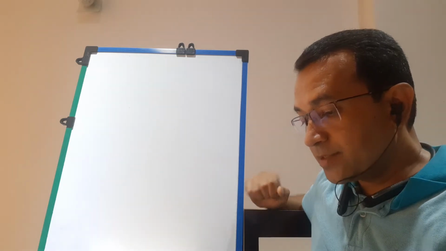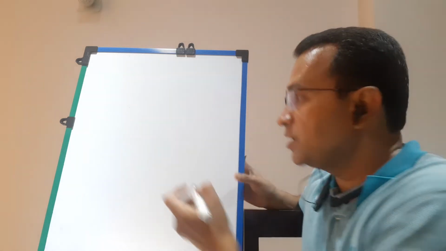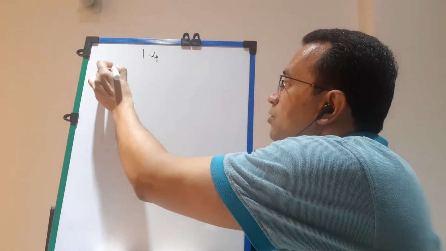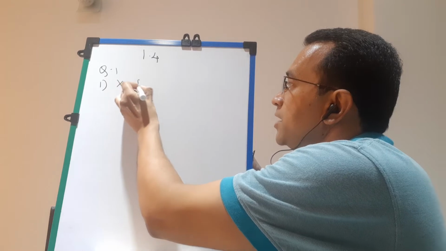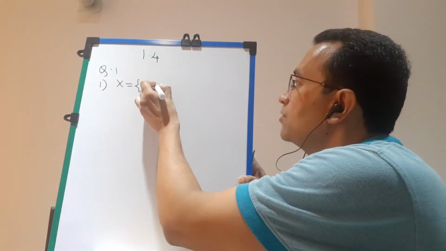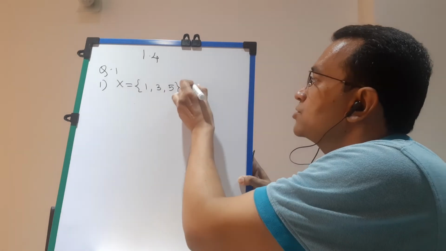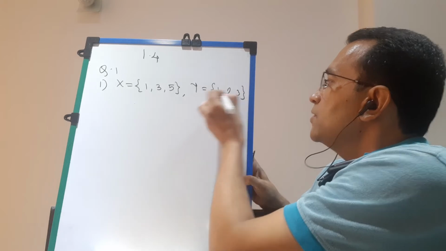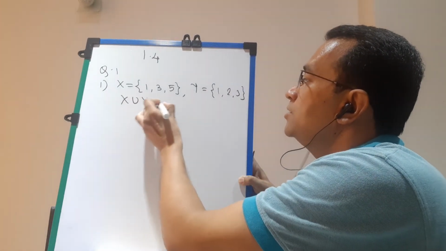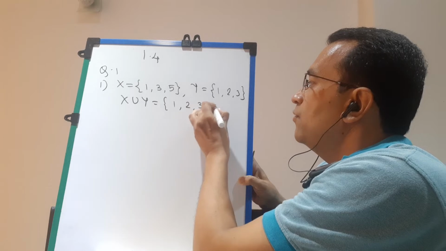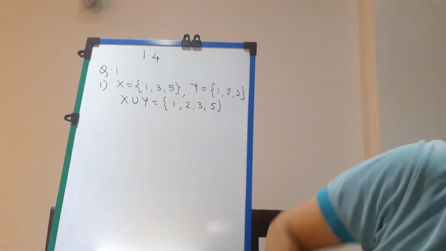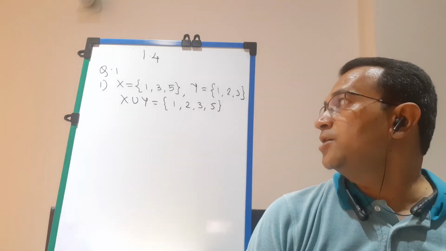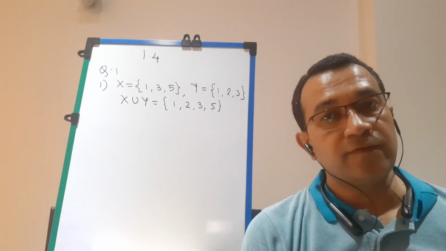The first pair is x is 1, 3, 5 and y is 1, 2, 3. Okay students, exercise 1.4, question 1, part 1. Set x is 1, 3, 5 and set y is 1, 2 and 3. If I am taking union, I have to take all the elements of x and y once. 1 and 3 are common elements, so we are not repeating. So x union y will be the set of elements 1, 2, 3 and 5.